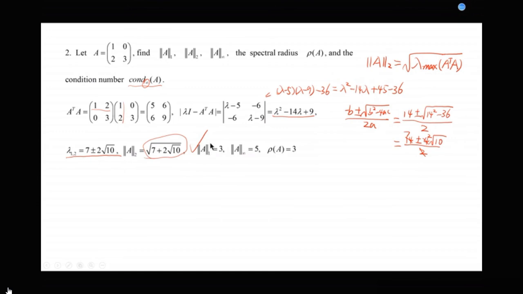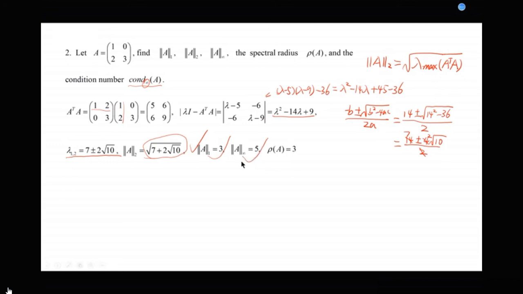And then more simple, the 1 norm means the column norm. For the first column, the summation of the absolute values is 3. The second column is also 3. So the maximum number is also 3. It's okay? And the infinity norm means the row norm. The first row is 1. The second row, the summation of the absolute values is 5. So 5 is the maximum number, right? Okay, so the infinity norm is 5.